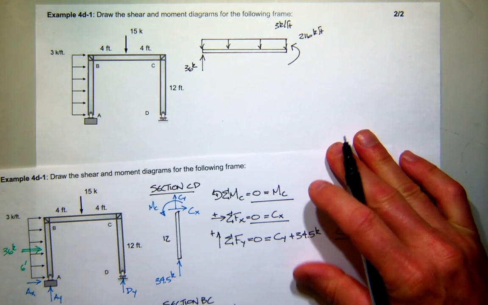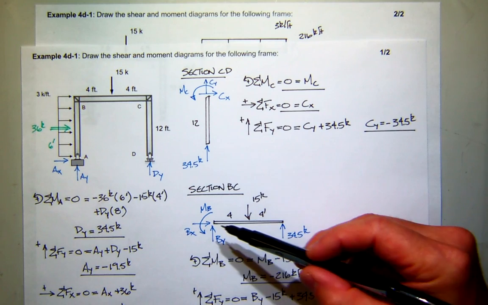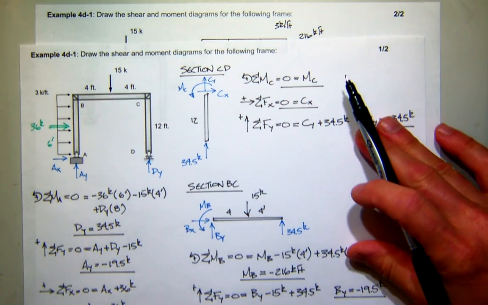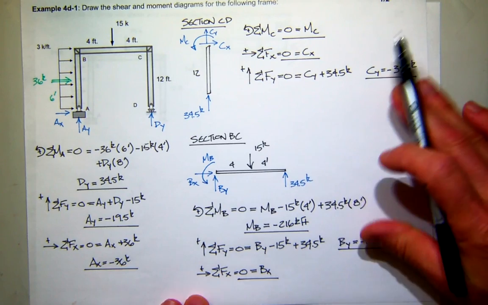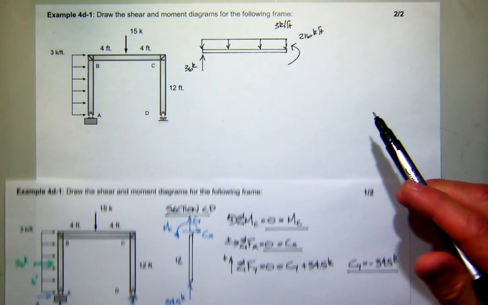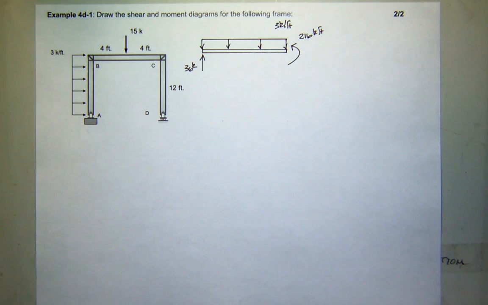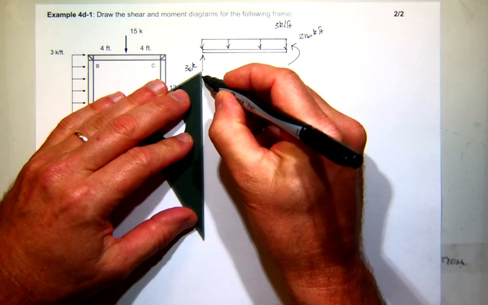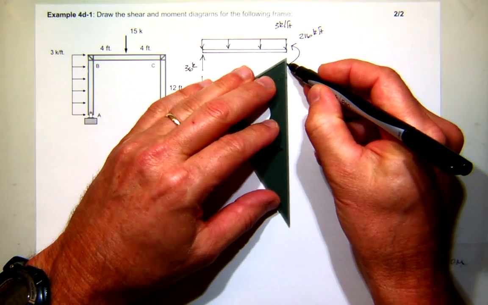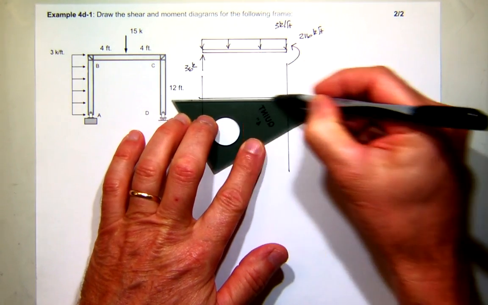Now what about the reaction? Again, I want the x component. I solved for Bx here, and I found that Bx was 0. So there is no shear at B. That seems to be all the pieces that I need. So let's go ahead and extend our template, and let's draw the shear diagram.